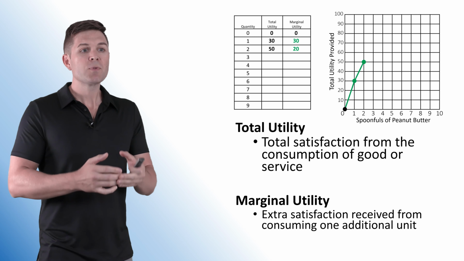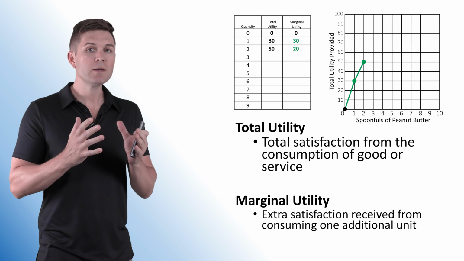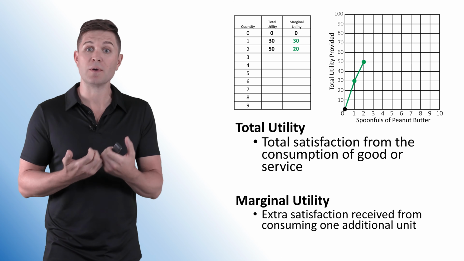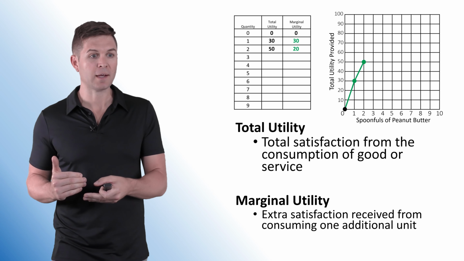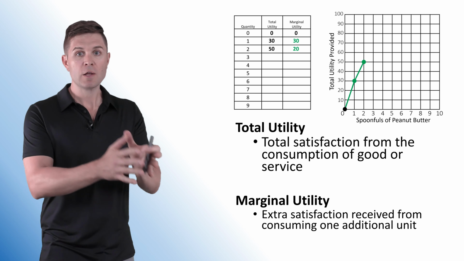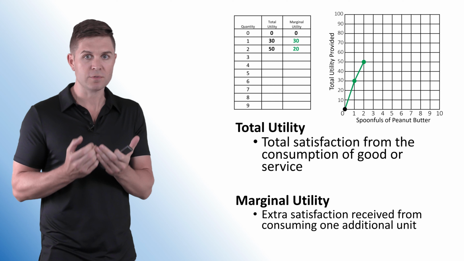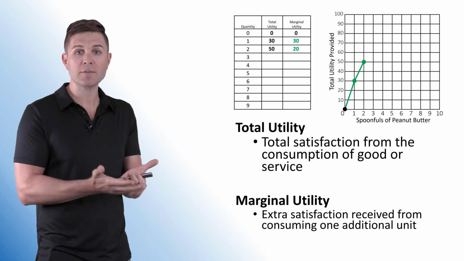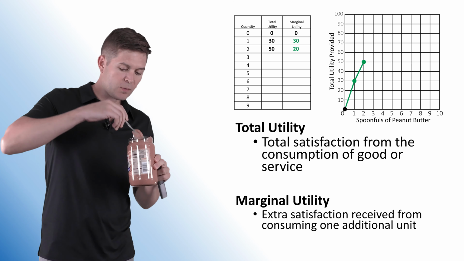All right. Now, so the total utility is one thing, marginal utility is another. Now, marginal translates into extra or additional. So the marginal utility I just received from that second bite was about 20 utils. I got 30 from my first, 20 from my second. When we add up all the marginal utility we received from something, that gives us our total utility. I'm going to do one more bite and see where that lands me.